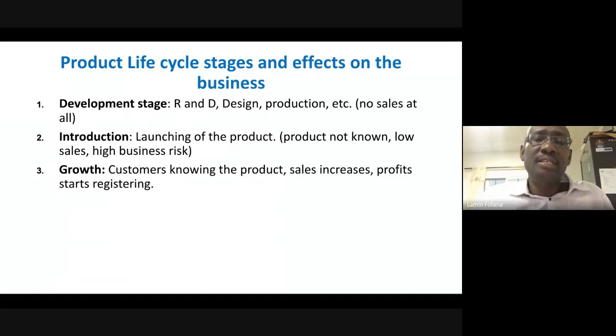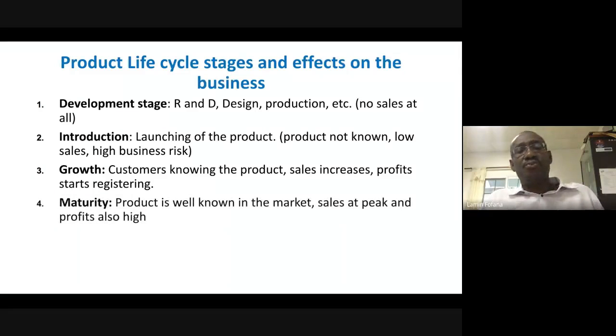So the third stage is the growth stage. This is the stage whereby customers will start developing interest in the product. Of course, sales will increase at this stage, sales is going to grow, and profitability will start popping up. So we will start registering some profits, because sales grow, and as such, profits will also grow.